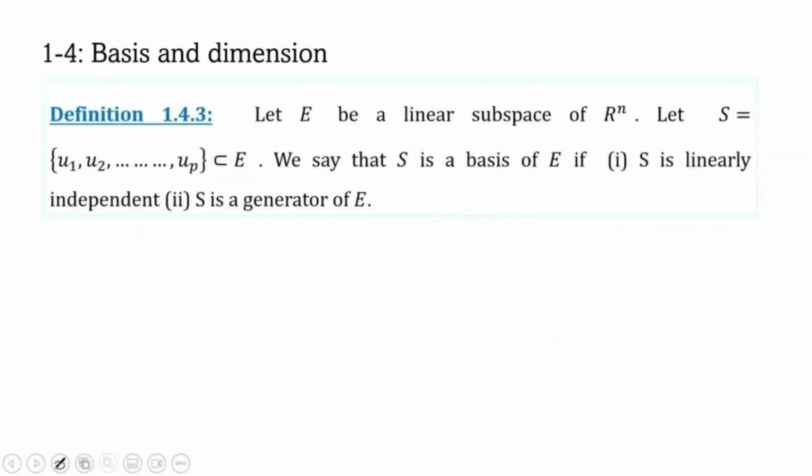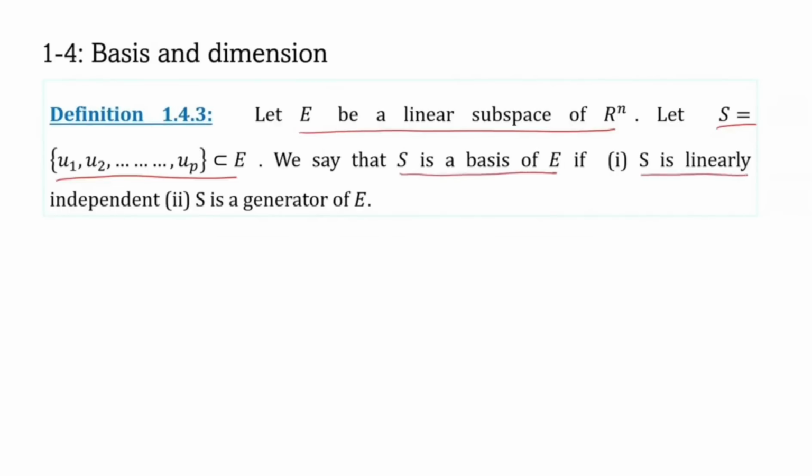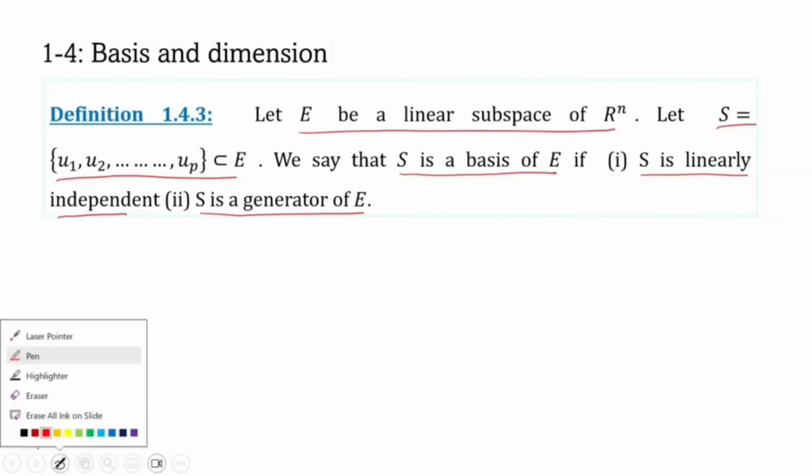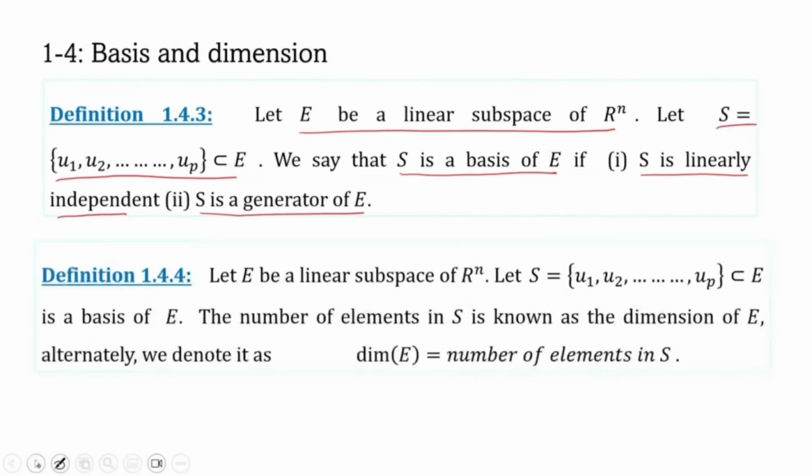Then we have here the definition for basis. If you have a linear subspace E of Rn, and S is a set as we took before, then S is a basis of E if S is linearly independent and S is a generator of E. So we will take the very elementary definition examples for this.